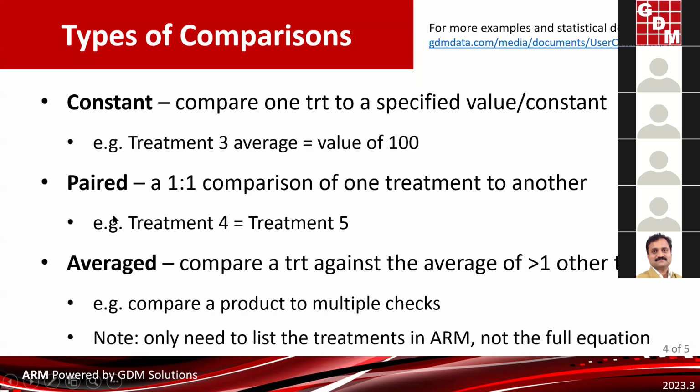Moving to the next kind, the paired comparison is just a head-to-head, one-to-one comparison of one treatment to another. Is treatment 4 equivalent to treatment 5? Of course we're testing, the null hypothesis would be that they are the same. If our alpha is strong enough, our significance, we can then declare that the two of them perform differently.